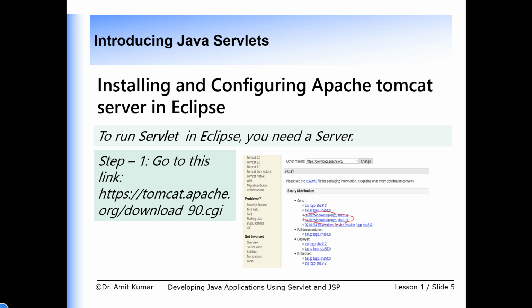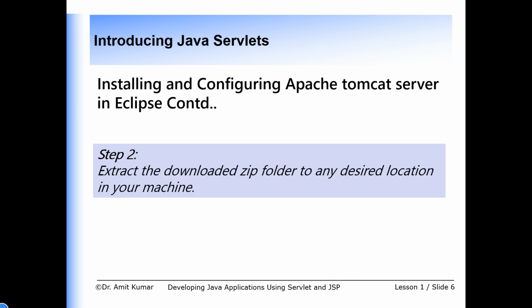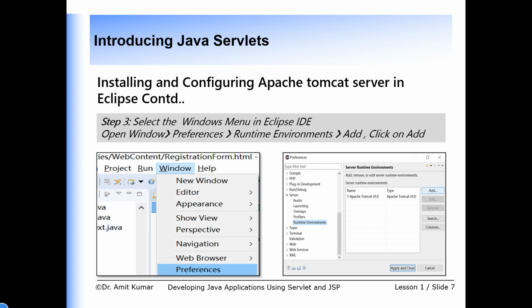Now come to step 2. Step 2 is to extract the downloaded zip folder to any desired location in your machine. We have already done step 2. Let me jump to step 3.